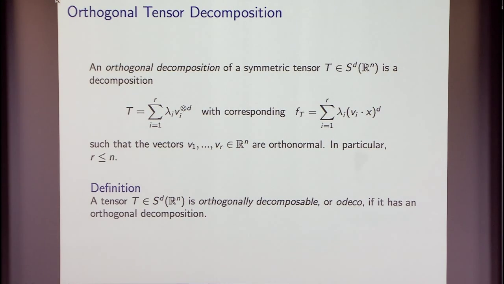So an orthogonal tensor decomposition of a symmetric tensor is again a symmetric decomposition, but now we also require that the vectors v1 through vr be real and orthonormal, so now our tensor is real. In particular, there can be at most n of them, because we have at most n orthonormal vectors in R^n. Okay, and we say that the tensor is orthogonally decomposable, or odeco, if it possesses an orthogonal decomposition.